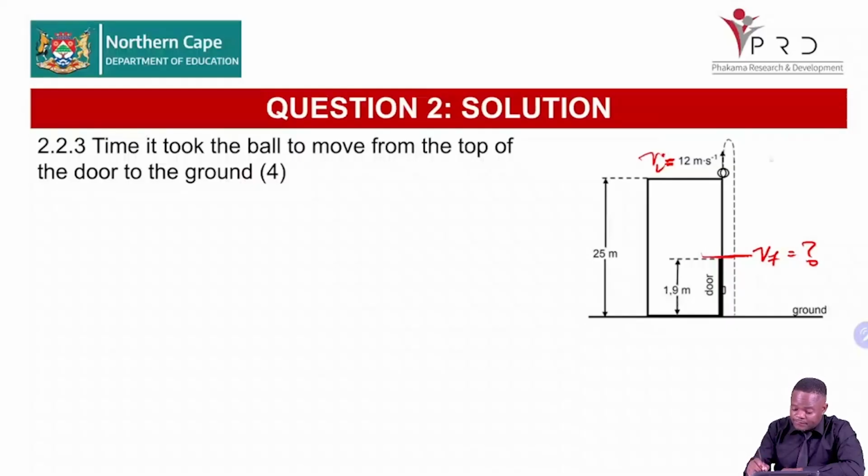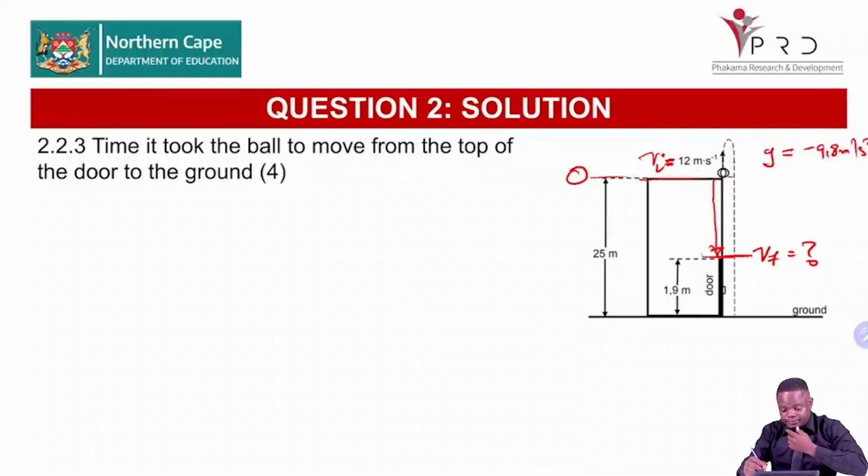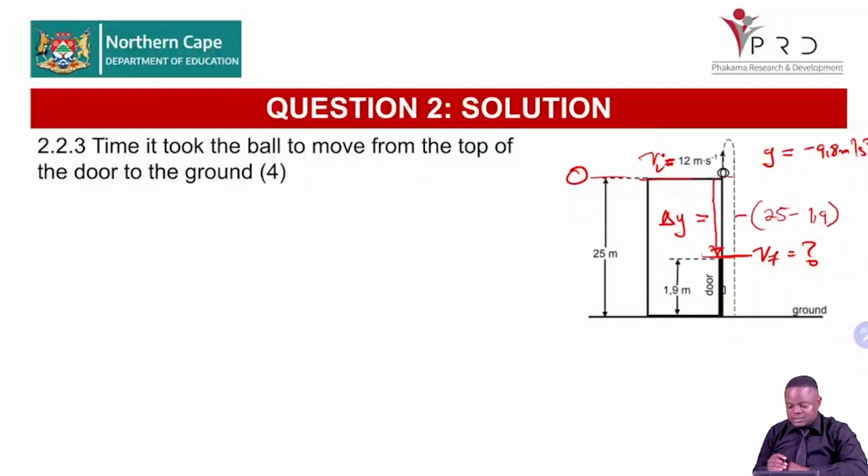What else do we have? We have g, negative 9.8 meters per square second. What else do we have? The displacement. Remember your displacement. We said that point is your reference point, so it is a 0. The moment you go past your reference point, going upwards, we say it is positive. Going down is negative. So the question is, what is the value of delta y? That displacement. Yes, we know it's negative. But what value? You're going to say 25 minus 1.9, and we know it has to be a negative.